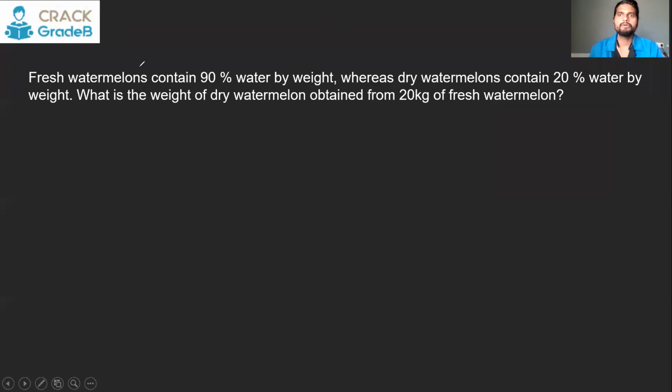Okay, now this is one of the important questions. Fresh watermelon contains 90% water by weight, whereas dry watermelon contains 20% water by weight. What is the weight of dry watermelon obtained from 20 kg of fresh watermelon? So if you have 20 kg of fresh watermelon, this watermelon is fresh, so it will have 90% water. So it will have water, that is 90% of it. The remaining part we call the solid part apart from water.